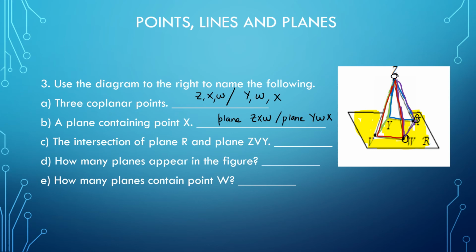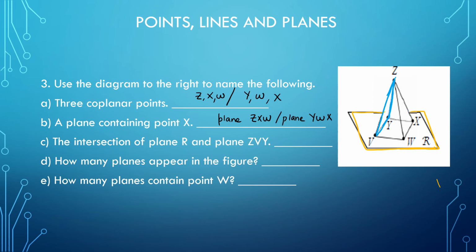Part C, the intersection of plane R and plane ZVY. So let's go ahead and erase that and we'll highlight only 2 of those. Plane R is the one that's at the bottom, which is actually the same plane as the base of the pyramid. So plane R is this one, and plane ZVY is this one.